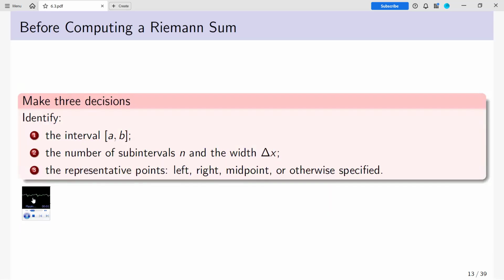Every Riemann sum requires an interval, a number of subintervals, and a choice of sample points. Stating these decisions first prevents accidental mixing of methods. Calculus appreciates commitment, especially when choosing endpoints.